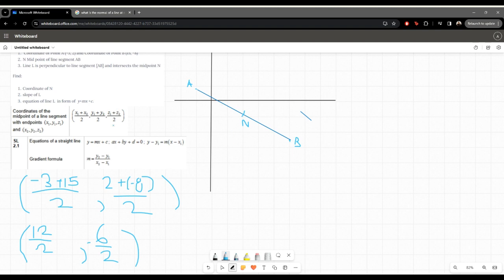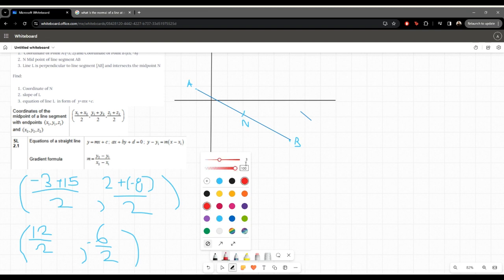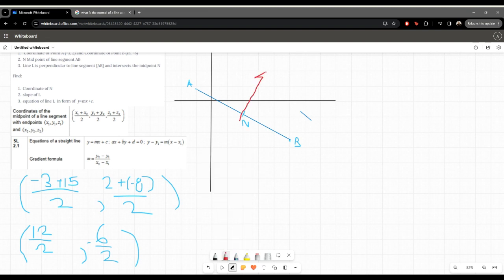And secondly, we are now asked to find the slope of L, where L is at the midpoint N and it is perpendicular to the line segment we're given. So what we can do is find the slope of the line segment AB and find the negative reciprocal to find the slope of L, since it is perpendicular.